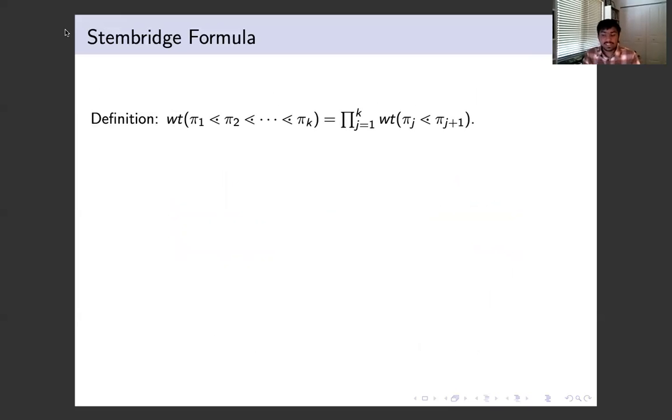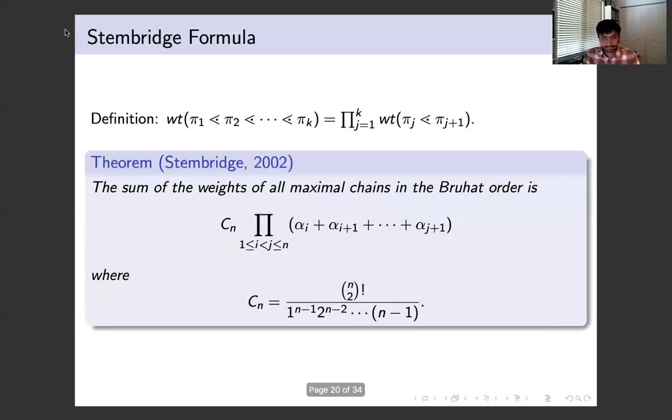Now the weight of a saturated chain is simply the product of the weights of its individual cover relations. So Stemberger's main theorem states that the sum of the weights of all maximal chains in the Bruhat order, and recall that a maximal chain essentially is a saturated chain which goes from the bottommost element to the topmost element, is given by the formula shown here. The interesting thing to note about this is that it factors completely into linear pieces.